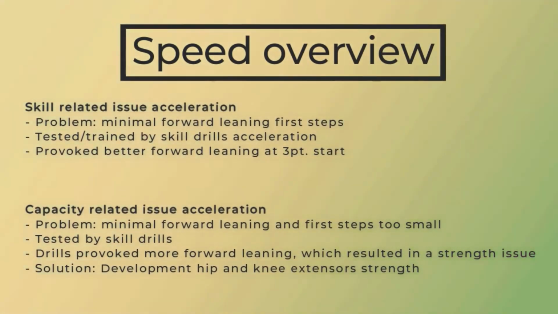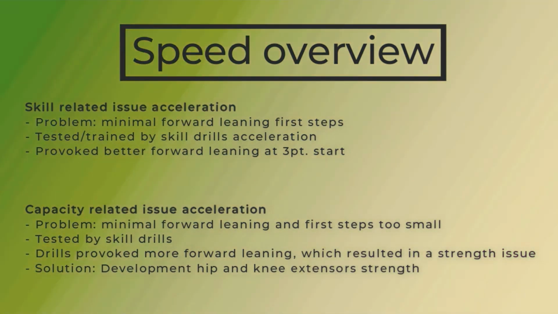At this point we saw 2 movement issues within acceleration. The first athlete had a forward-leaning problem during the first steps of the start. This was tested and improved by a couple of skill drills. These improvements showed that the forward-leaning issue was skill-related.